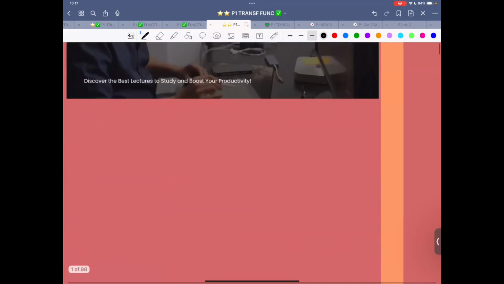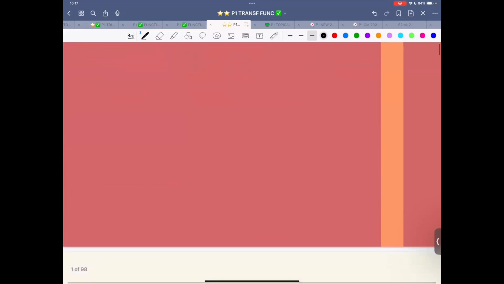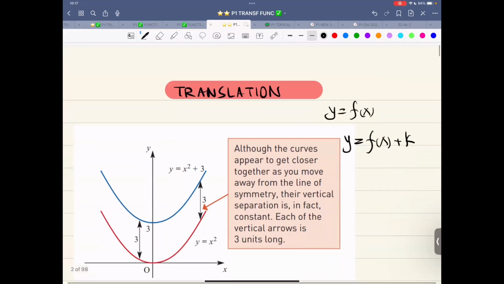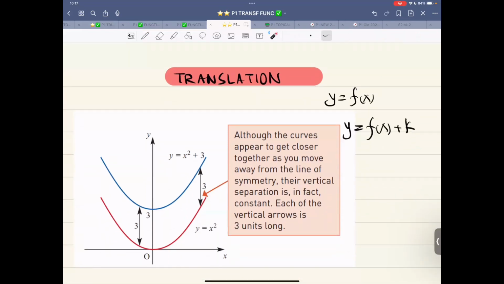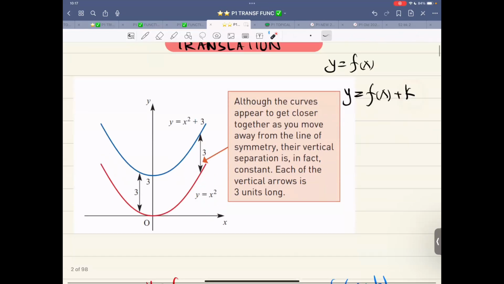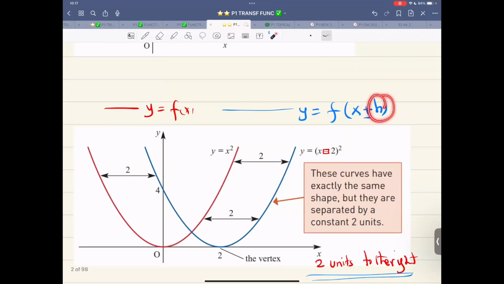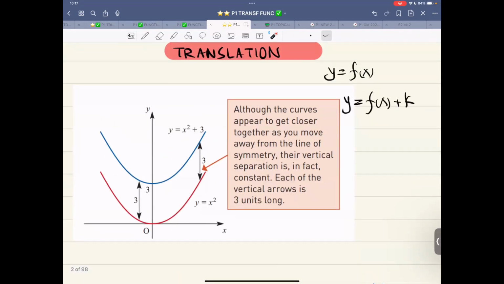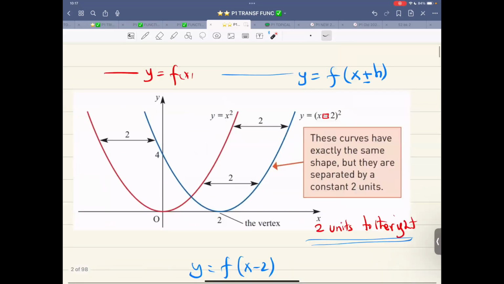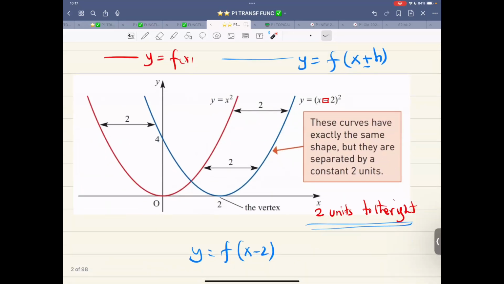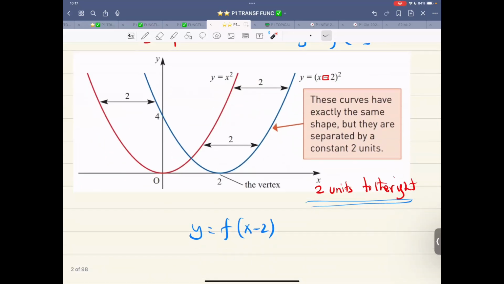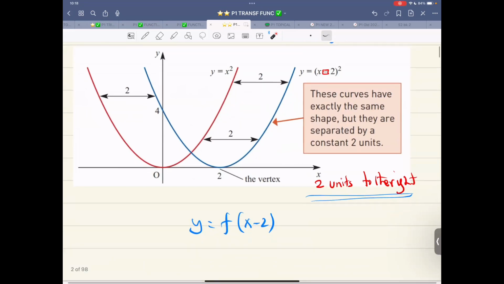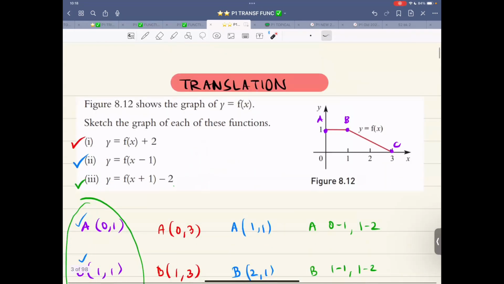Now, let me first revise what exactly we have studied in translation. If we talk about translation, there is a vertical translation and there is a horizontal translation. I'm just showing you the figures for right now, and I'll write down the information on a separate page, so that your brain cells get all excited about this particular topic.